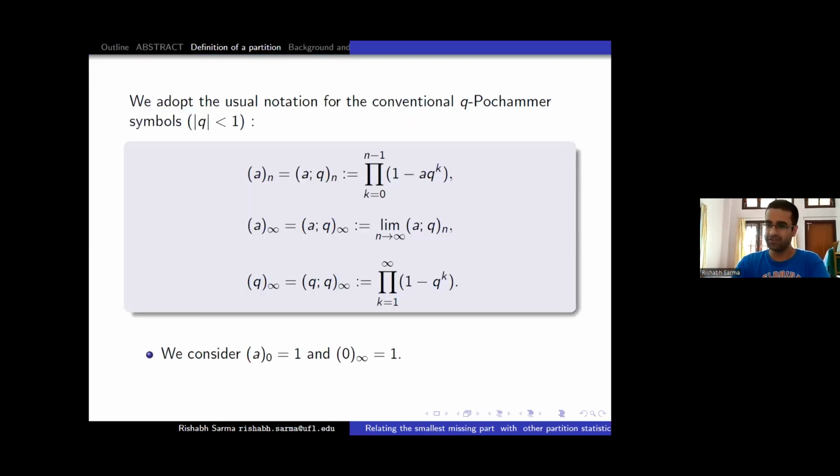I'll be using this notation a lot. The third notation, q infinity, is the infinite product, the product of 1 minus q to the power k from k equals 1 to infinity. I'll be using q infinity the most.